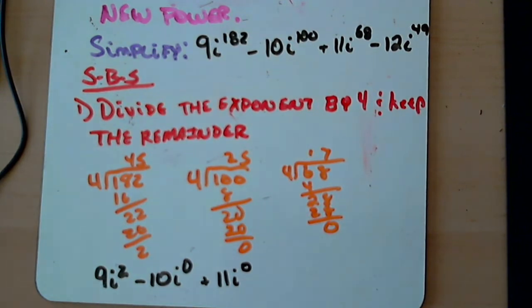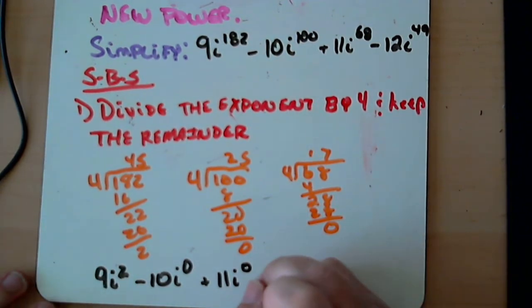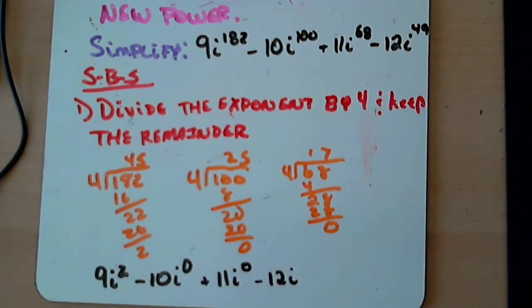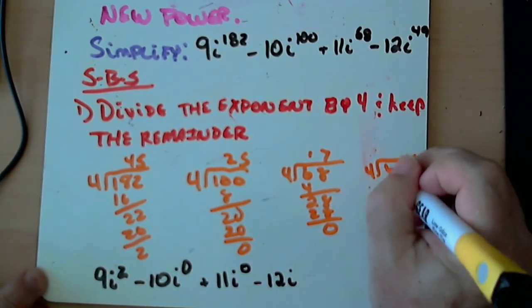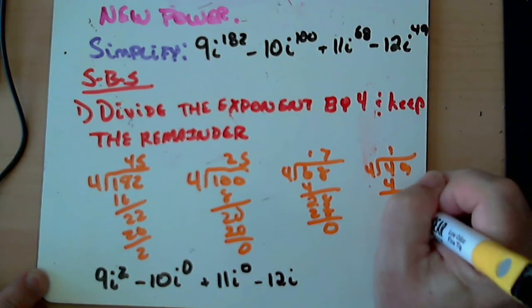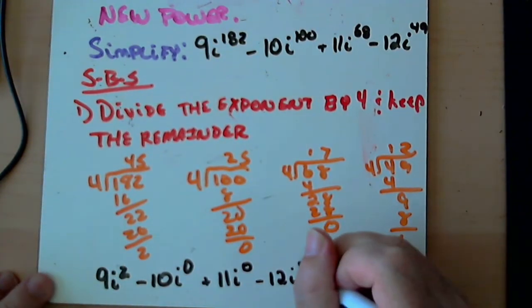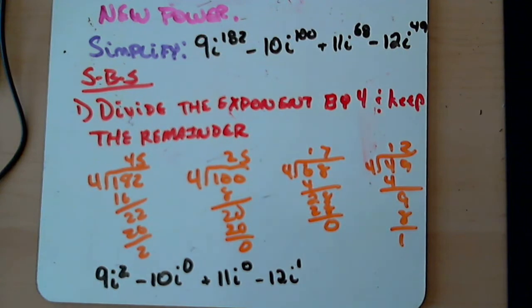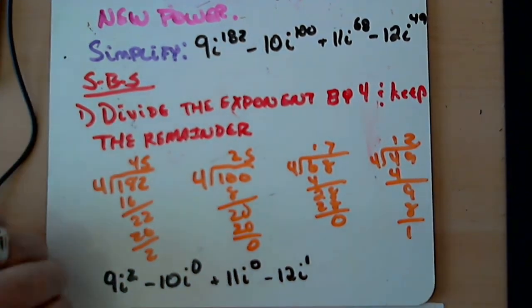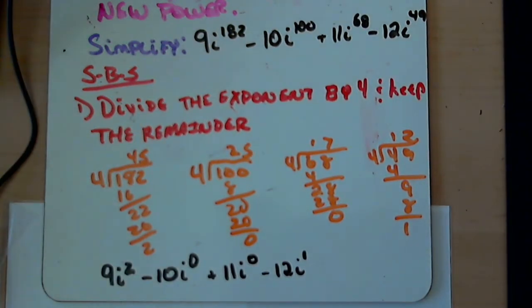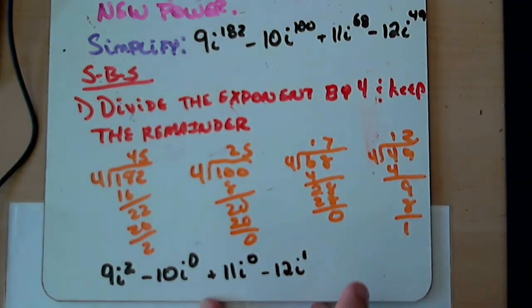And then last but not least, we have minus 12i to the power of, 4 goes into 49, right? Goes into it once, and then twice, with a remainder of 1. I thought I left a remainder of 3 somewhere along the way, but I guess I didn't. I apologize. Anyway, I'm going to rewrite this and now simplify and combine like terms.